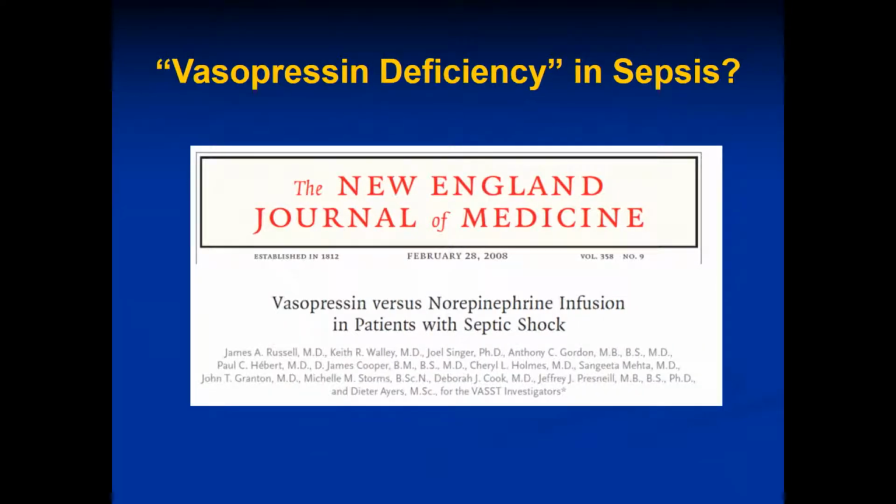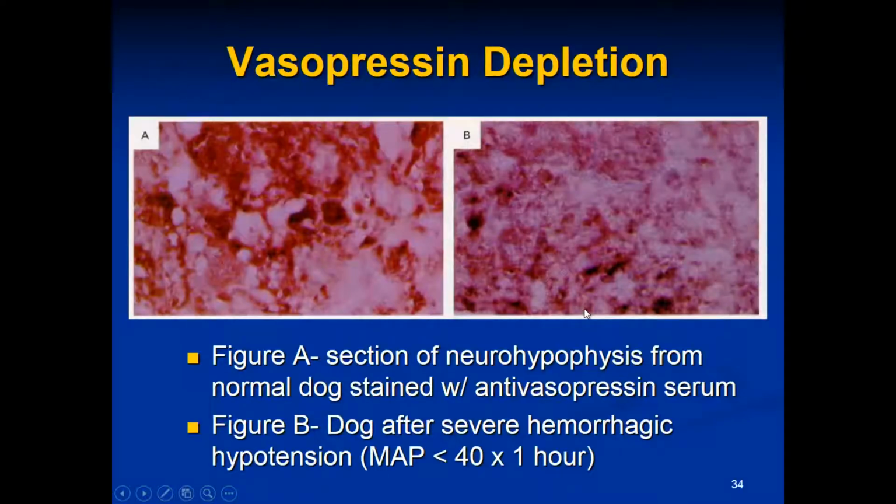And finally, I want to talk a little bit about vasopressin, because that's really gained a lot of traction in recent years, with the thought being there might exist this entity of vasopressin deficiency in sepsis, and could we use that to our advantage if we replete this vasopressin deficiency? So there was a trial in 2008 looking at vasopressin versus norepinephrine infusion, and the title's a little bit misleading. It was examining vasopressin and norepinephrine versus norepinephrine alone in patients with septic shock.